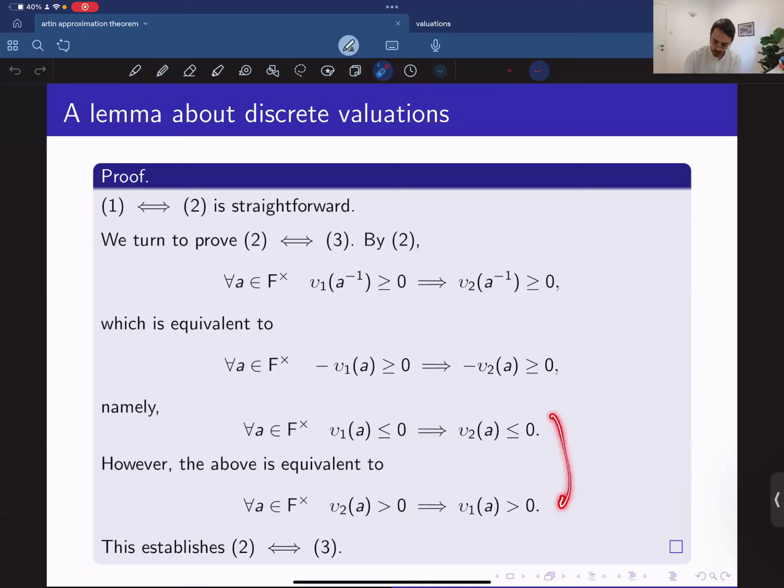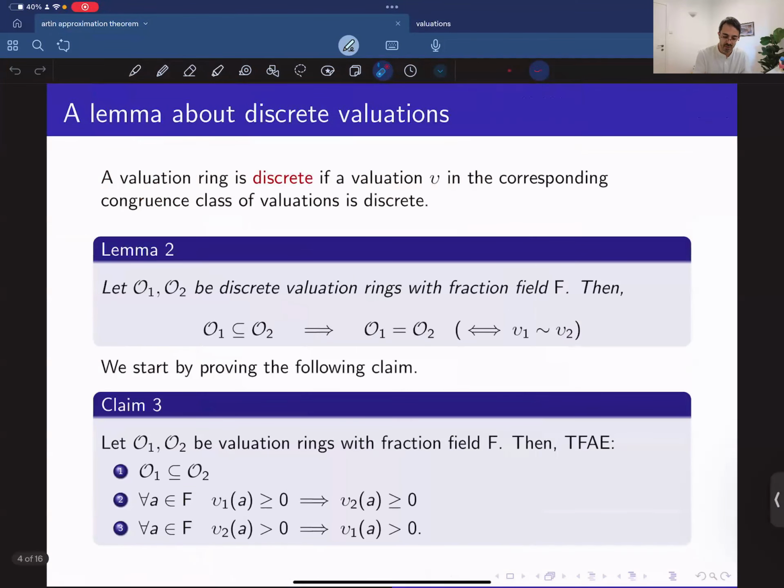But you can take the contrapositive of that. Instead of saying it like that, you can say, for every A in F star, V2 of A is larger than 0, the negation of that, implies V1 of A is larger than 0. And that's exactly property 3. Every step that we did was an equivalence. So 2 is indeed equivalent to 3, and we just proved this claim. Just a minor thing: of course, for a particular A this is not the case, but it holds for all A.